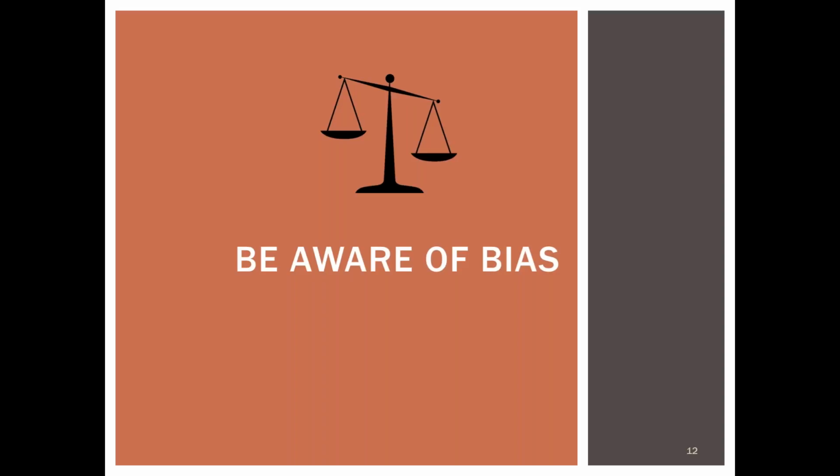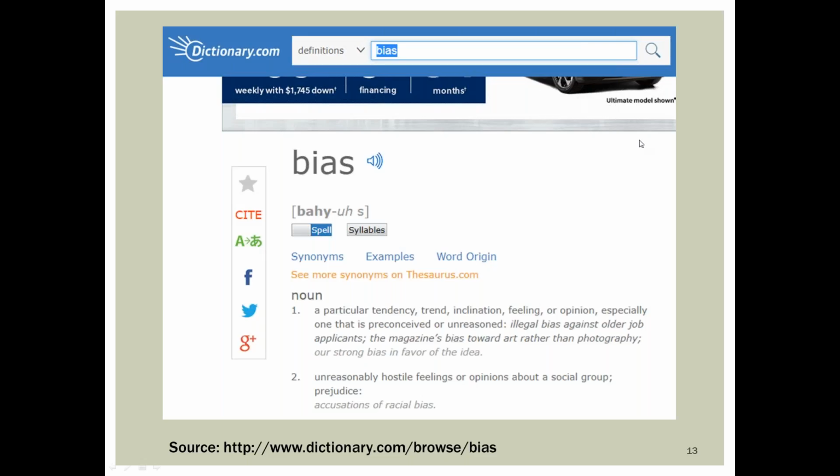Moving on, you always want to be aware of bias when you're selecting and scoring fairly. So the only way that I could provide a definition for bias was to directly copy and paste it. The source is down below, so I'm not taking anyone's information. This is dictionary.com, so they define bias as a particular tendency, trend, inclination, feeling, or opinion, especially one that is preconceived or unreasoned: a legal bias against older job applicants, the magazine's bias towards art rather than photography, or our strong bias in favor of the idea.